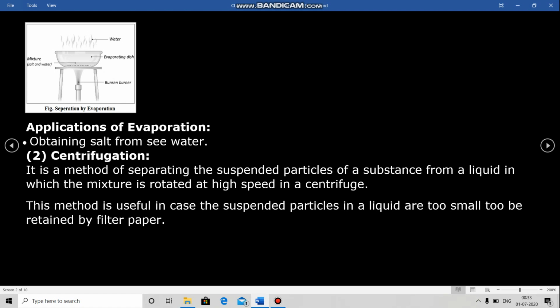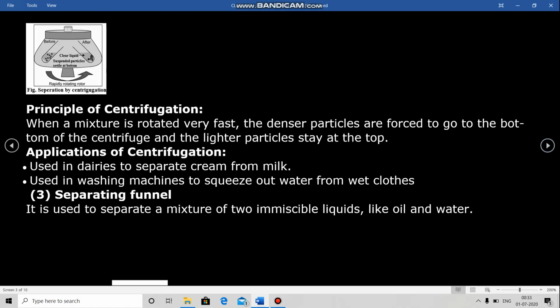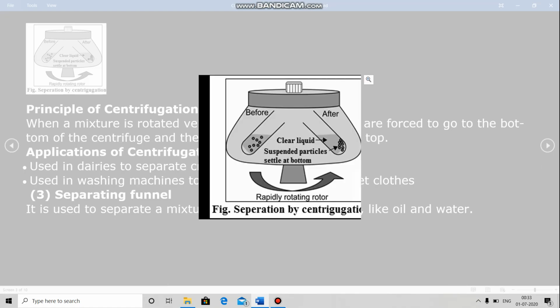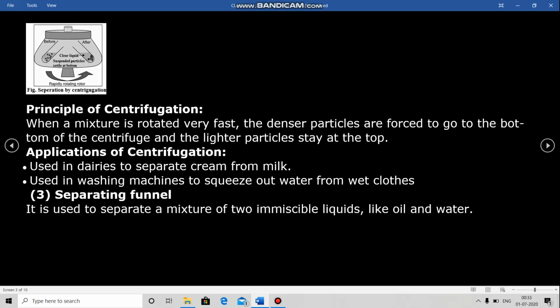So simply we see in the next diagram there is a centrifugation machine. This is the diagram of a centrifugation machine. Okay, there are two test tubes, before and after. Before, there is a liquid in which suspended particles are mixed, on the left hand side. But after the centrifugation machine rotates, we find that the suspended particles are settled at the bottom. Okay, from this experiment we have seen that we can separate the cream from milk. So this is the application of this method.